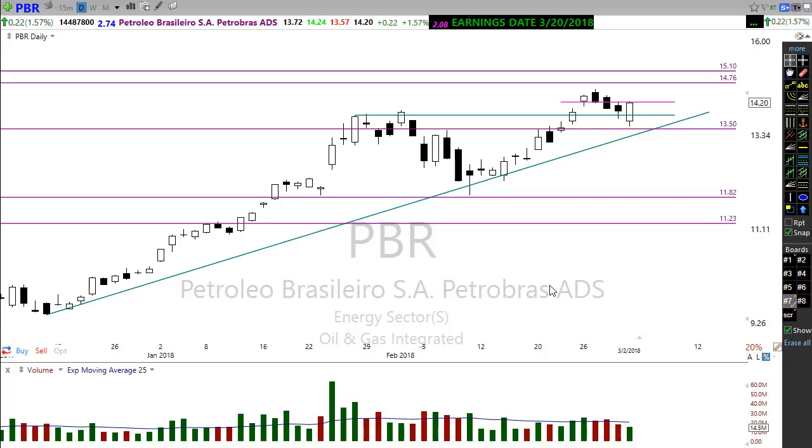The point is in this trade, don't let earnings, 17 days away, prevent you from taking a trade. If the risk tolerance is right, if the trade fits you, then take the trade, but just have the rule that you're going to close this before earnings.